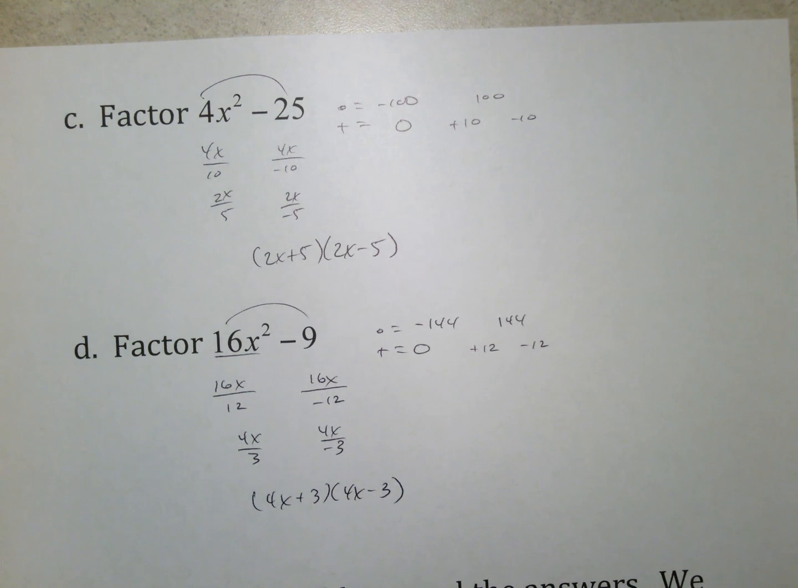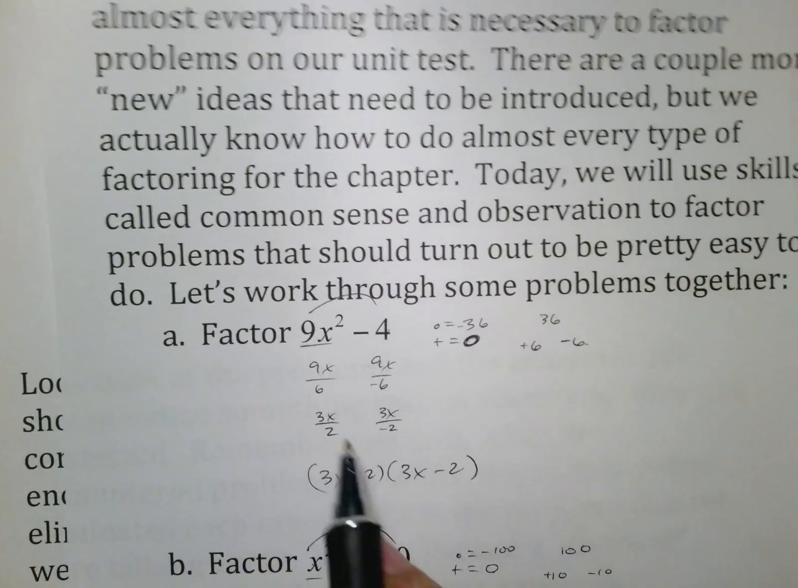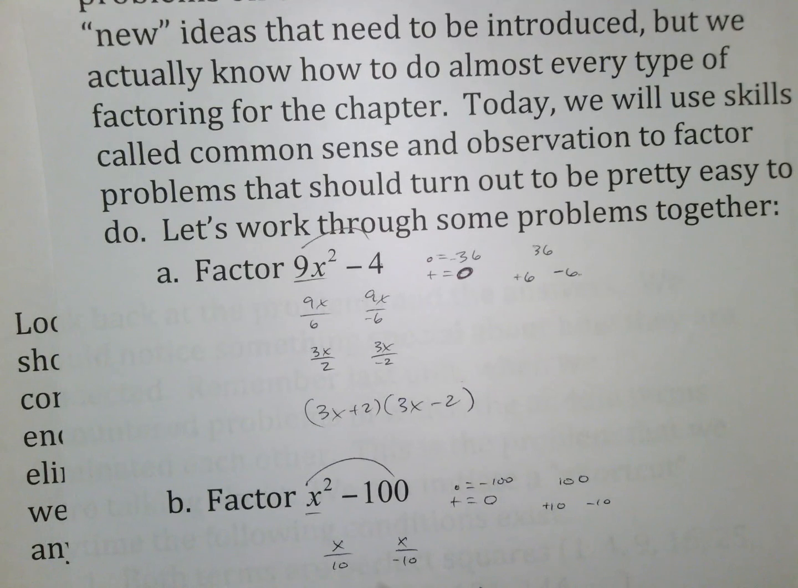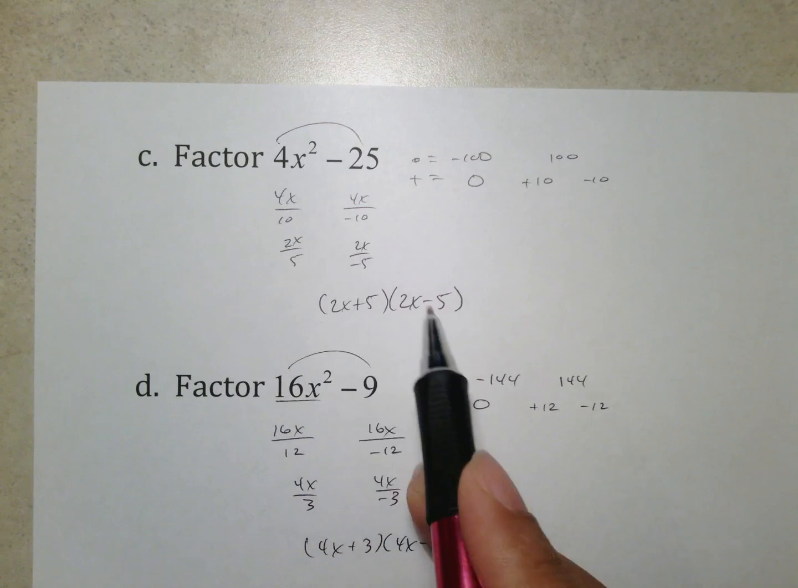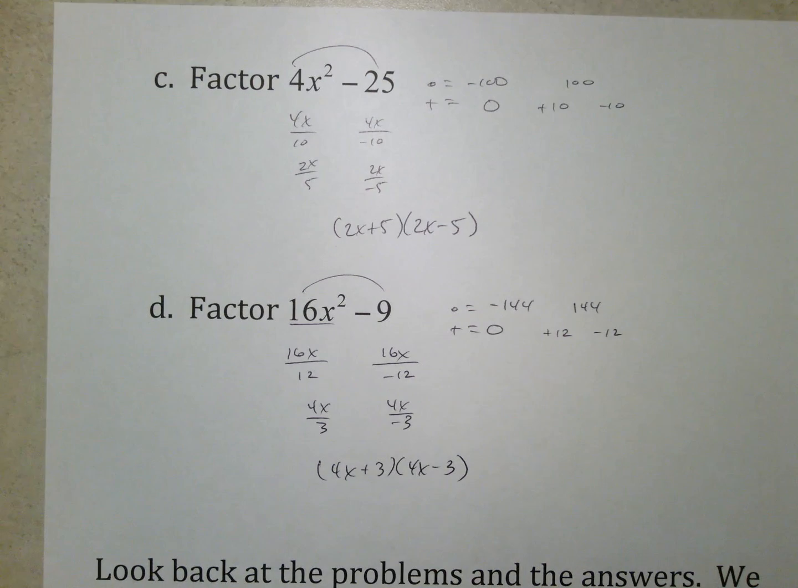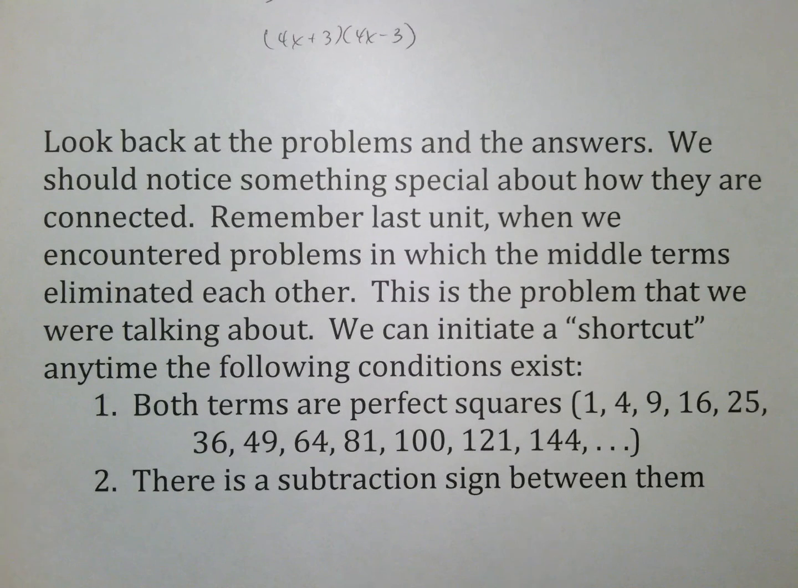Now, as you read along on your sheet, it says, look back at the problems at the answers. We should notice something special about how they are connected. Looking at this, talked about the middle problems eliminating each other, and what you should notice when you look at this is that 3 times 3 is 9, 2 times 2 is 4, 1 times 1 is 1, or x times x is x squared, 10 times 10 is 100, 2 times 2 is 4, 5 times 5 is 25, 4 times 4 is 16, 3 times 3 is 9, and so it kind of gives us something there where we can actually kind of see what we would do before we even have to write it out.